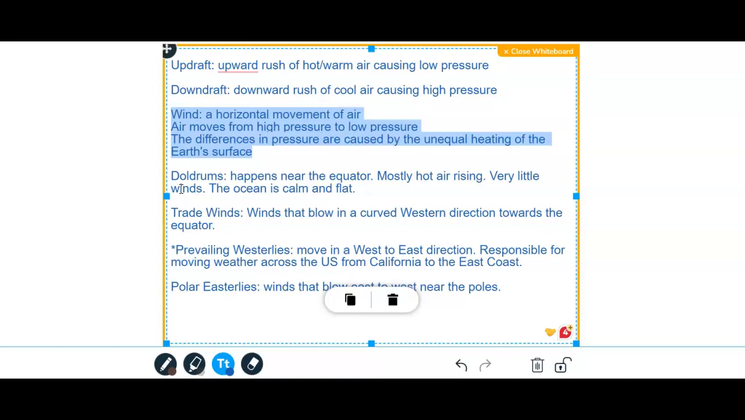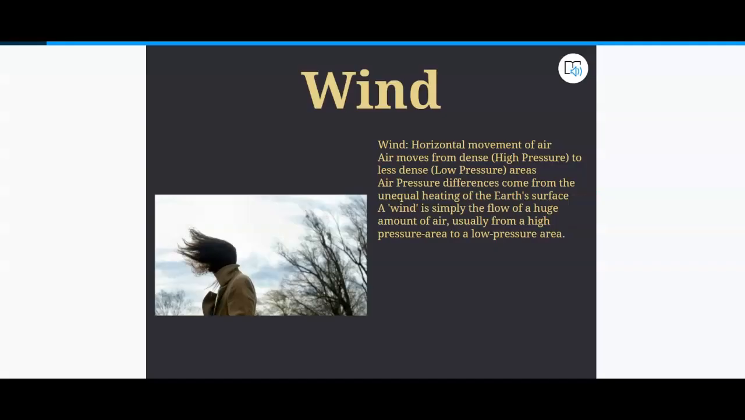I would maybe underline this last part, put a star beside it or something. The differences in pressure are caused by the unequal heating of the Earth's surface. So in essence, Sky, wind is caused by the uneven heating of the Earth's surface. Wind is caused by the uneven heating of the Earth's surface. And that's right there. I'll pause that.